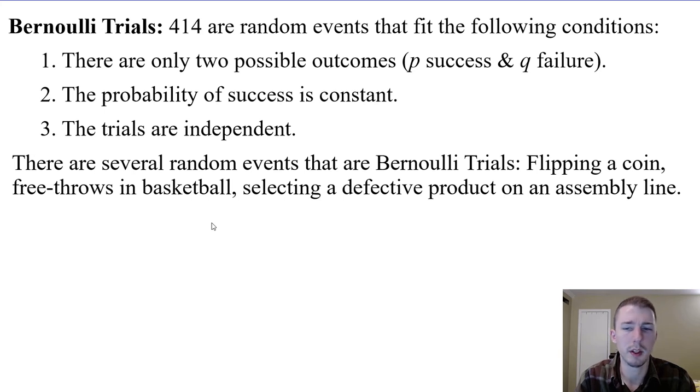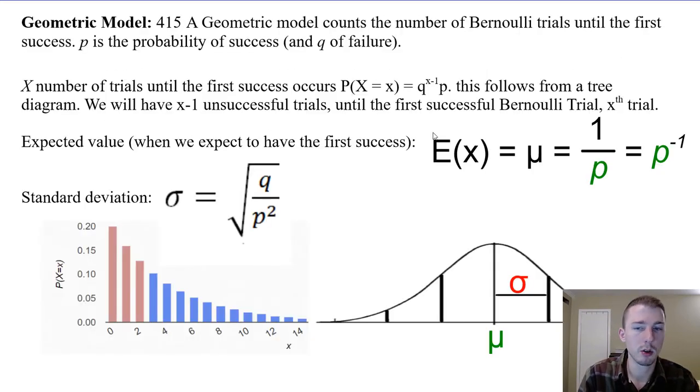All right, several random events that are Bernoulli trials, like flipping a coin, free throws in basketball, selecting a defective product on the assembly line, different stuff like that. So here's our geometric model. The number X is the number of trials until the first success. We will have X minus 1 unsuccessful trials before our first success, which would be the X trial.